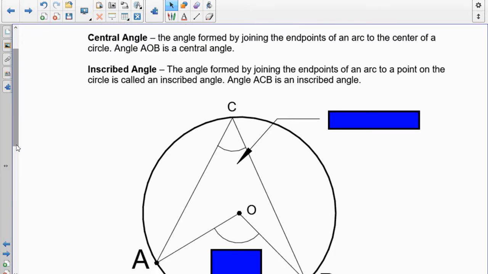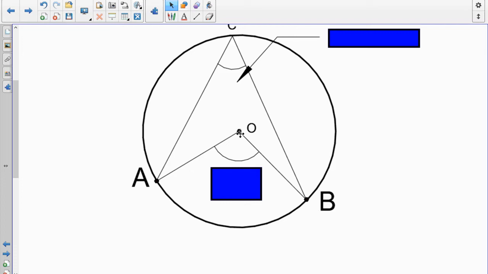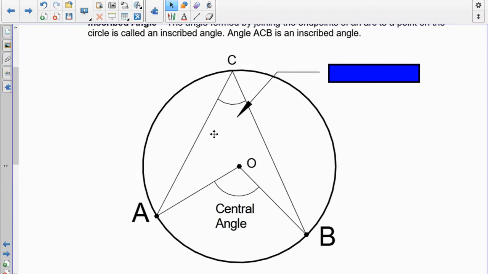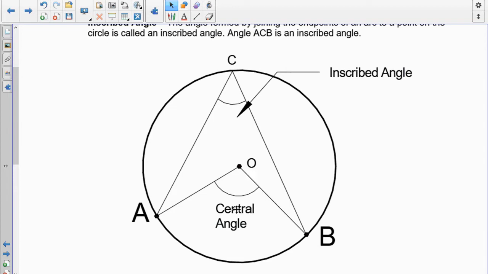These are called central angles and inscribed angles, and they have a relationship between them. A central angle is in the center of your circle. There's your center O, and it's the angle from A to O to B. That's called your central angle, and it's called the central angle because it's in the center. Now, when you draw an angle from the circle down to the same points, A and B, we call this an inscribed angle. So the central angle is in the middle, and the inscribed angle is on the outside.